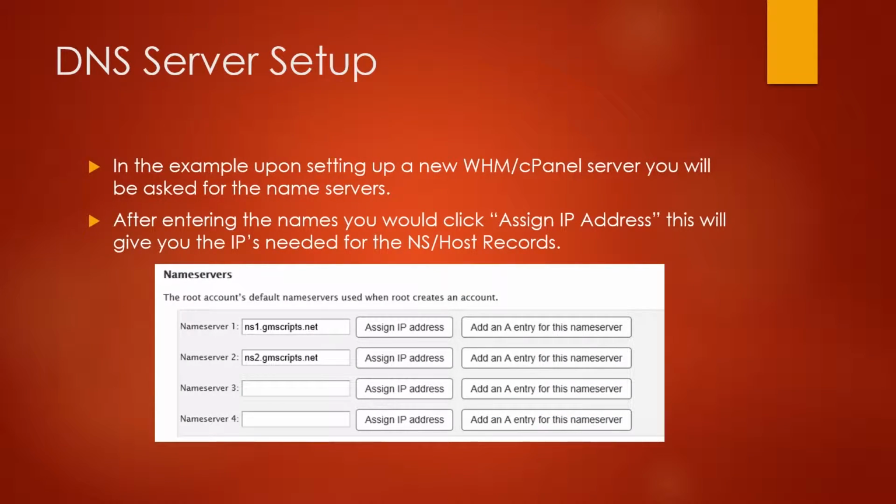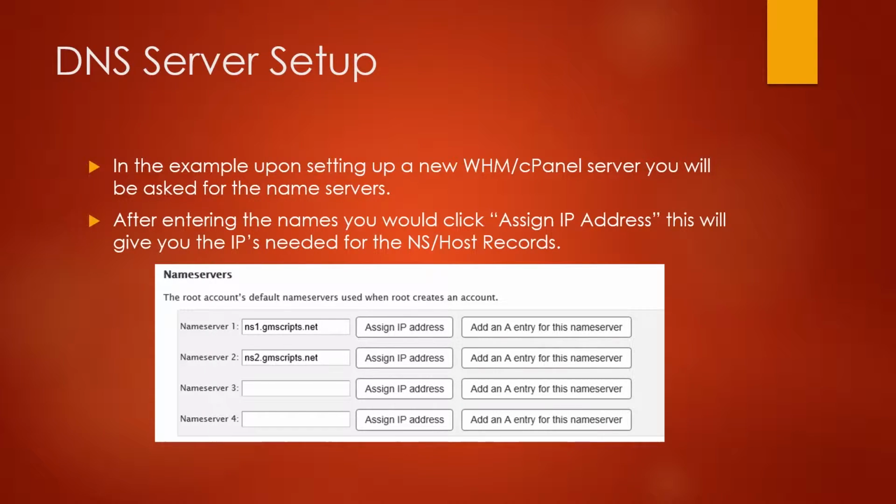So for setting up the NS record on your domain server, or your DNS server, sorry, it's going to be under DNS setup. The example is from a WHM or cPanel host. What I'm doing is going through the steps of setting up a server. Upon setting up a server, it asks me what I want my name servers to be. Now, this is where I get my IPs. Beforehand, I already knew what my IPs were, so I set them in already. But what you do here is you type in your name server, so ns1.gmscripts.net, ns2.gmscripts.net, and do assign IP address. Upon setting those IP addresses, it'll tell you what IPs it's using.